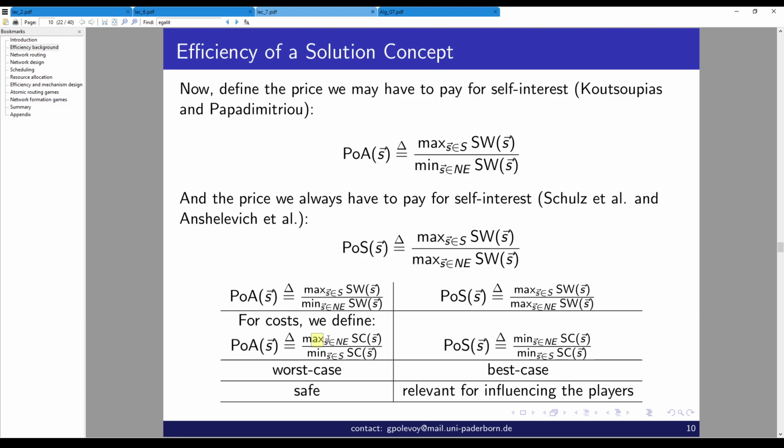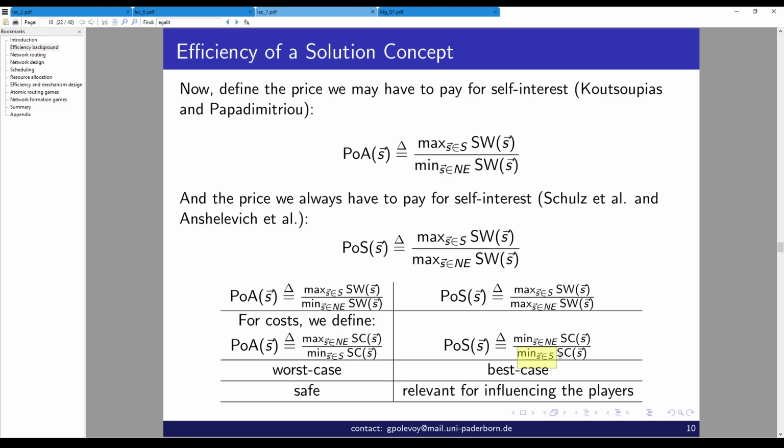So price of anarchy is going to be the maximum cost in a Nash equilibrium, which is always at least the cost which is optimum. Typically it will be more. So the maximum cost we may be forced to pay in a Nash equilibrium relative to the minimum cost in any profile. That's the price we may have to pay. That's the worst we may have to pay for letting players do what they want. And we have to pay at least the minimum cost in Nash equilibrium relative to the minimum possible cost, the price of stability. So in both cases, the price of anarchy and stability are at least 1.